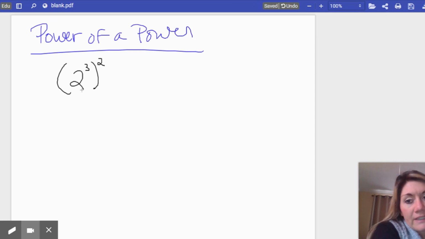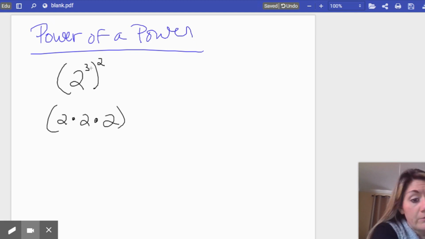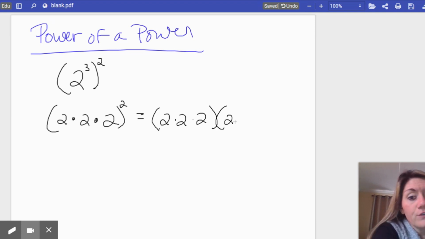2 to the 3rd power squared. So what this really means is on the inside of my parentheses, I have 2 times 2 times 2, because I'm taking 2 and multiplying it by itself 3 times. And then I'm going to square that, which means that I have to do 2 times 2 times 2 times itself, 2 times 2 times 2.